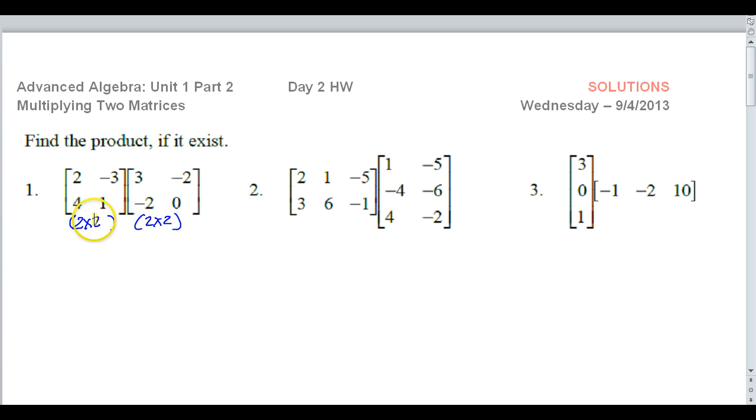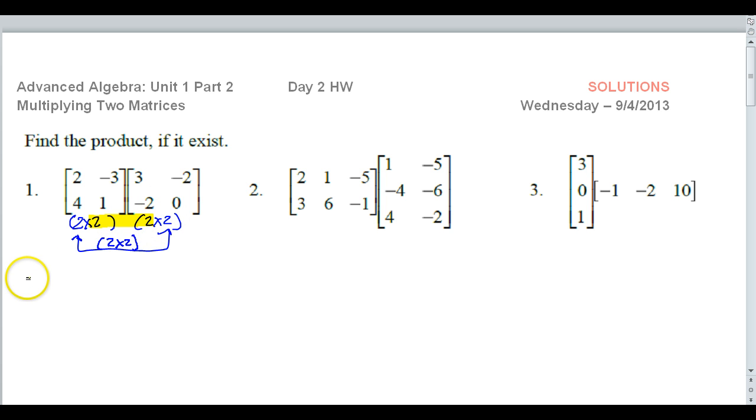What matters is the inner dimensions. They have to match, this 2 and this 2. So this is a possible matrix to do. And also we know that the resulting matrix is going to be a 2 by 2 matrix, and I'm basing that on the outer dimensions. The outer dimensions tell me that the result is going to be a 2 by 2 matrix.